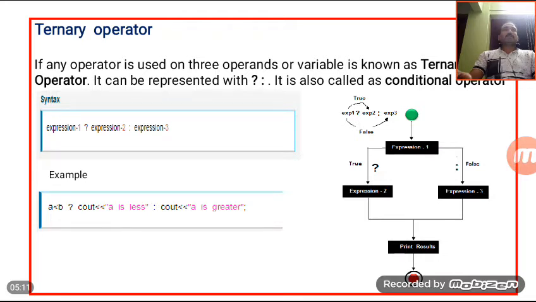The general format of the ternary operator is expression 1 ? expression 2 : expression 3. In the above format, expression 1 is the condition, and expression 2 and expression 3 will be either a value, a variable, a statement, or any mathematical expression. If the condition is true, expression 2 will be executed, otherwise expression 3 will be executed. The example shows the use of the ternary operator.